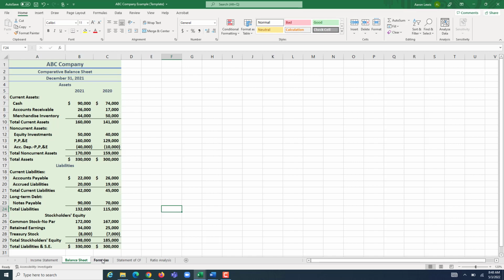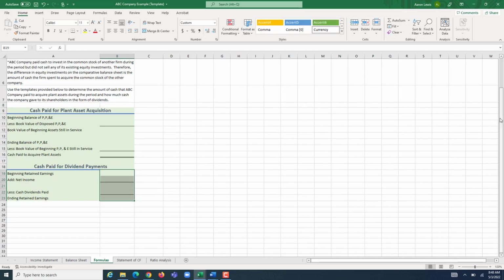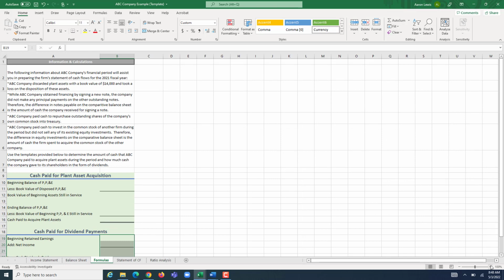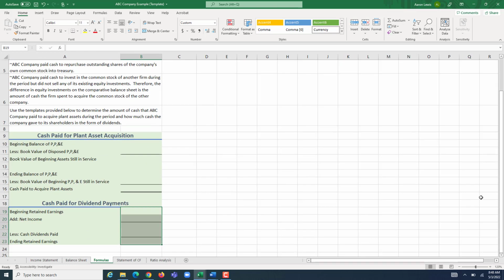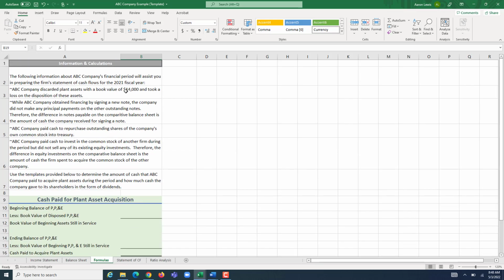And for that, we have a formulas tab that is already set up. It gives us some background information to use, and it also gives us a few templates over here to figure out, in this case, what we paid in cash for the acquisition of plant assets and what we paid in cash for dividends. What else do we have to work with?